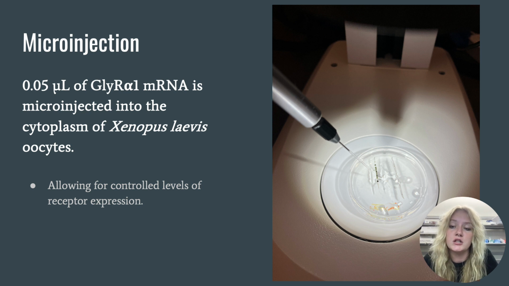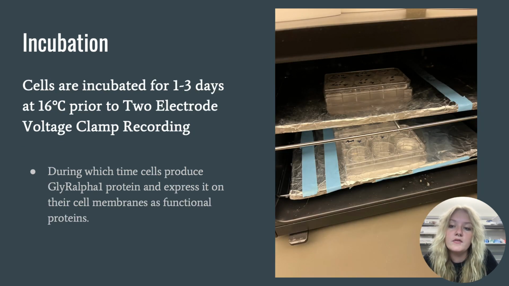I do so in such a controlled manner because the amount of RNA I inject into my cells will theoretically be proportionate to the amount of glycine receptors expressed on the membrane, assuming there is no variable degradation of my RNA. Once I've injected my oocytes, I then allow them to incubate for 1 to 3 days. This just allows these cells to take this protein and express it on their membrane.